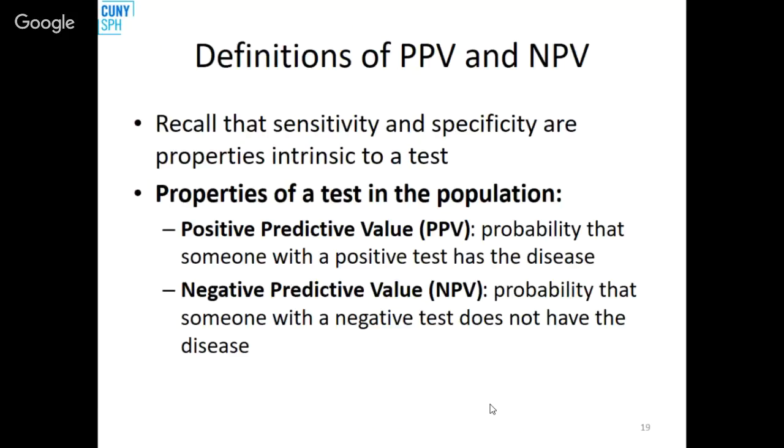We're calling that sensitivity and specificity. These are called intrinsic properties of the test. PPV, positive predictive value, and NPV, negative predictive value, are properties of the test applied in the population. The positive predictive value is the probability that someone with a positive test does in fact have the disease, and the negative predictive value is the probability that someone with a negative test does not have the disease. So these are the things that really matter to the patient and the physician. It's not so much the intrinsic properties of the test, they want to know what the test means to them.